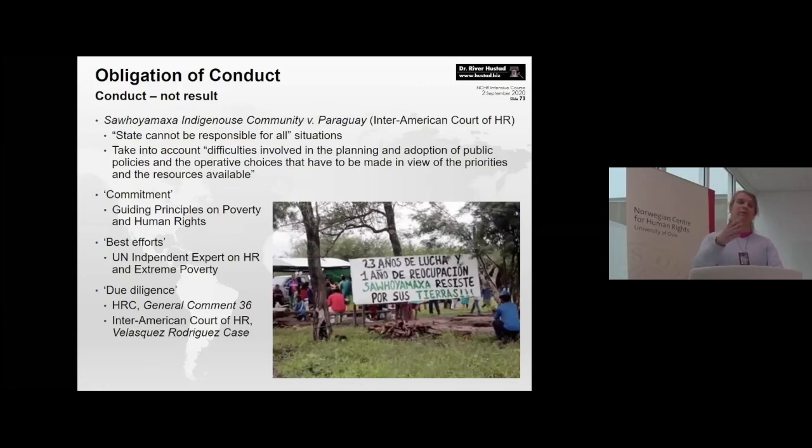Some of the other terms that have been used: is there a sufficient commitment? Are there best efforts? Is there due diligence? So in the designing of that conduct, in the designing of the plans, in the allocation of the resources, in the determination of where the plans are going, was that a feasible conduct to take, or was it not feasible conduct to take? Was it reasonable or not reasonable? So we look at the conduct, not the result.